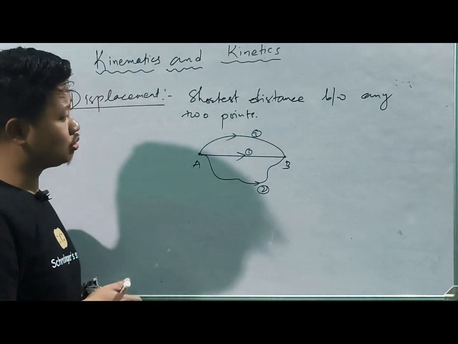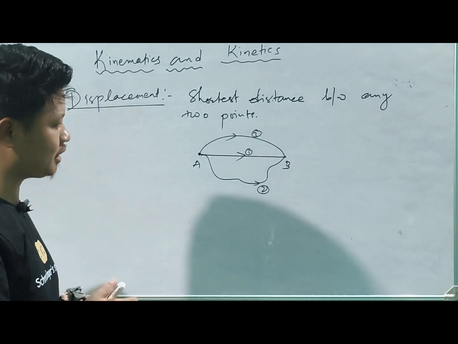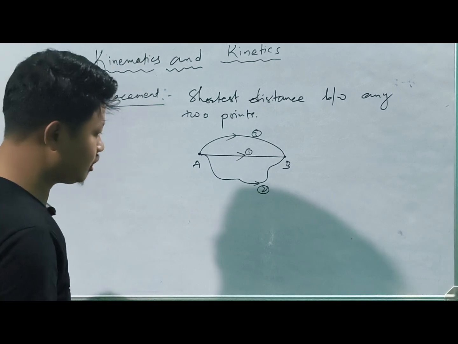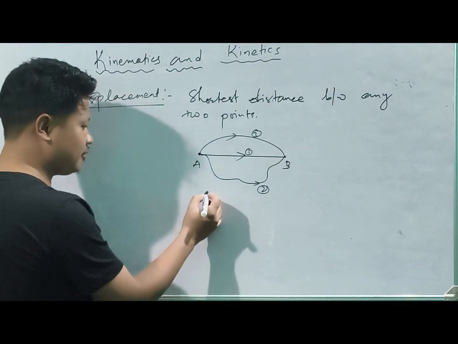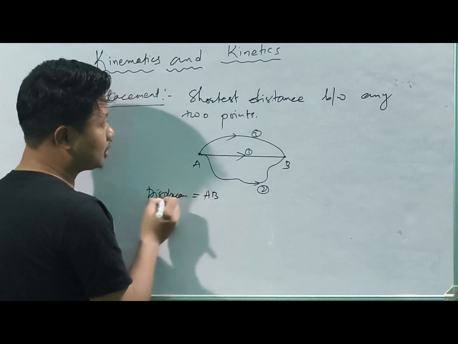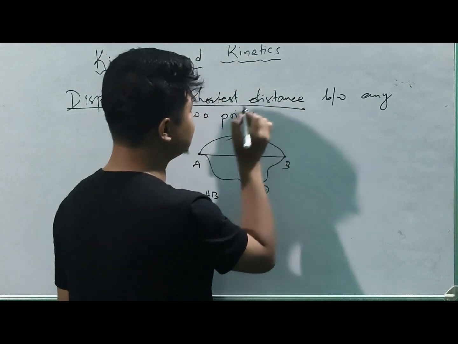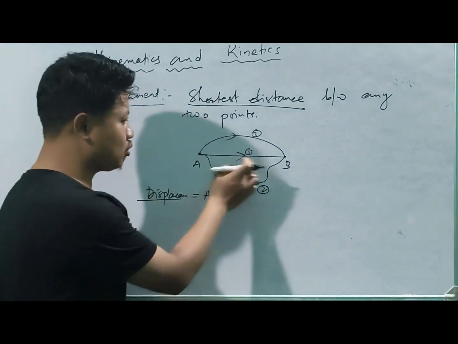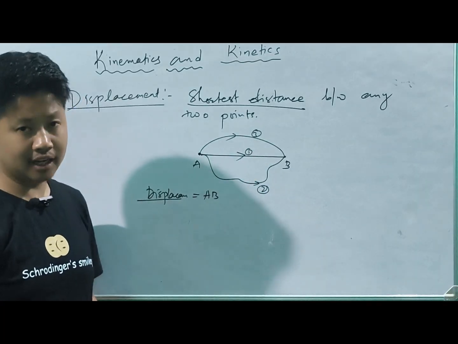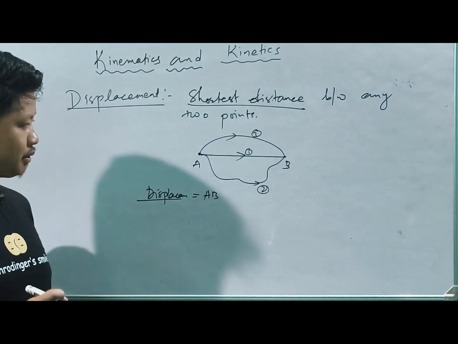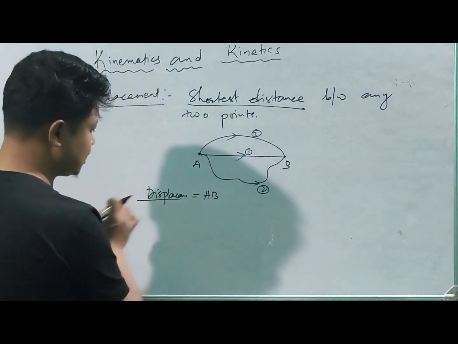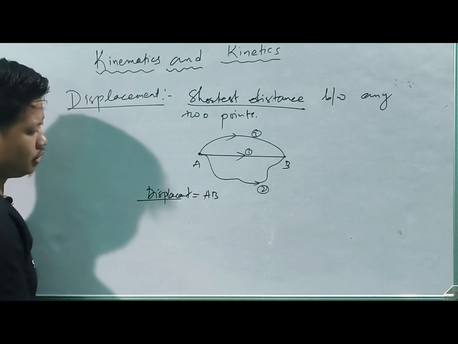Now what will be the displacement in all the cases? In all the three paths, the displacement will be equal to AB. Why will displacement be equal to AB? Because displacement is the shortest distance between any two points. It doesn't matter whether it follows path two or path three or path one, the shortest distance will be called the displacement. So right now the displacement is AB.